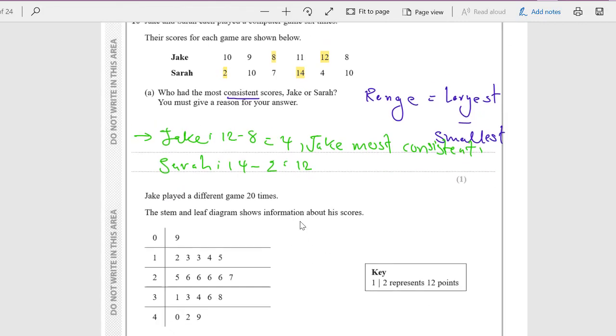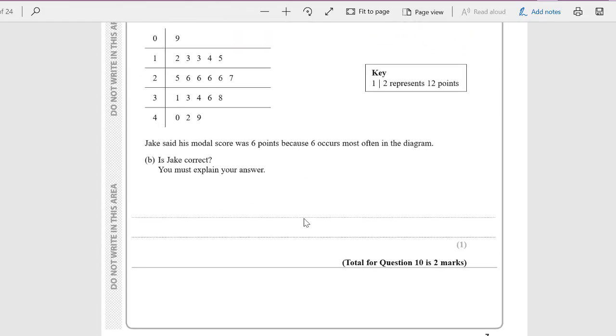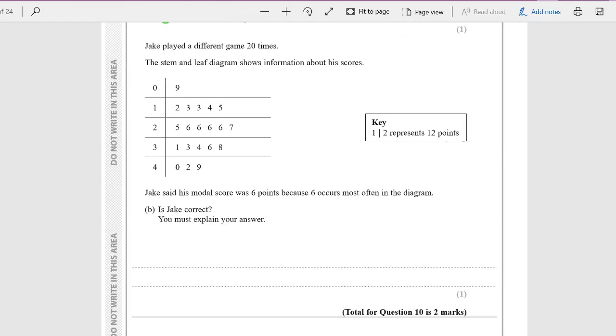Brilliant. So the second part says that Jake played a different game 20 times. The stem and leaf diagram shows information about his scores. Jake said his modal score was 6 points because 6 occurs most frequently in the diagram. So is Jake correct? You must explain your answer.